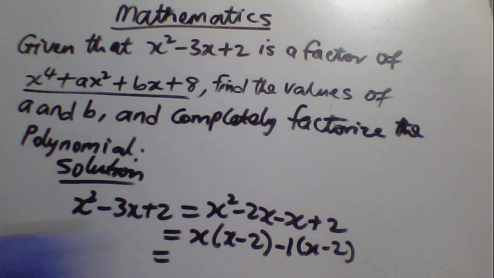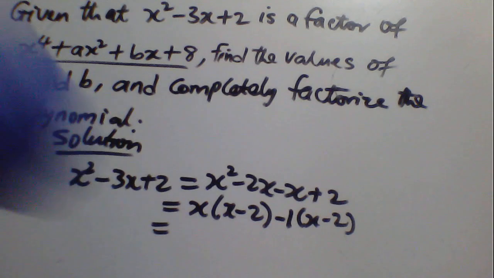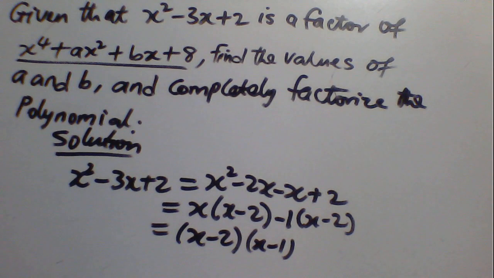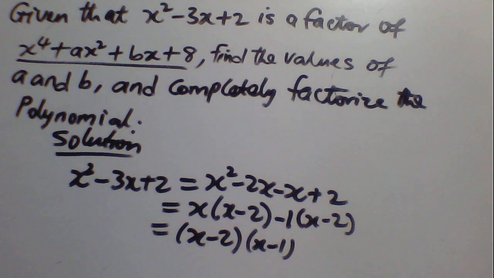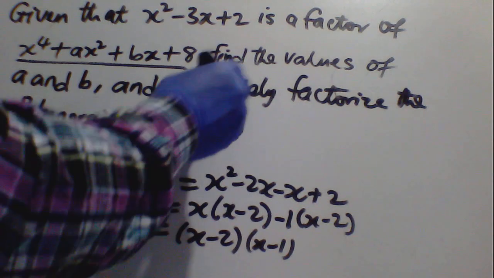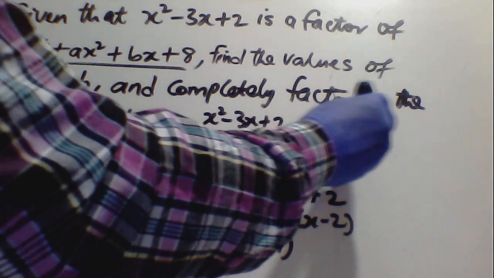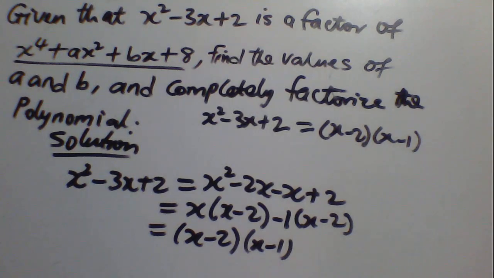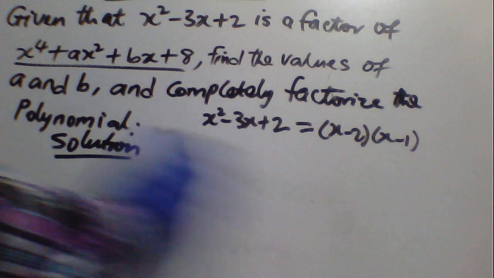And with this we have x minus 2, close the bracket, x minus 1. So if we factorize this, we have (x minus 2)(x minus 1). Now we have to leave it here. We now know that x² minus 3x plus 2 can be factored out as (x minus 2)(x minus 1). So that is the first thing we have to do. The next thing we have to do is to plug it into the equation.